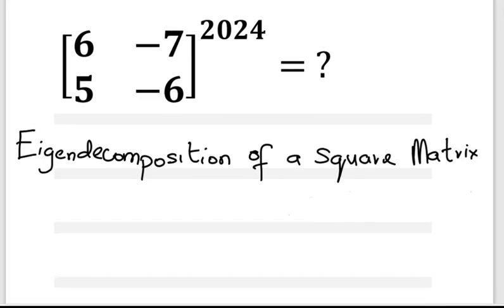Hello friends, so to solve this, we use the eigen decomposition of a square matrix. This states that for a square matrix A, we can decompose it into the eigenvectors times a diagonal matrix of the eigenvalues, then times the inverse of the eigenvectors. We're going to define all these terms here.